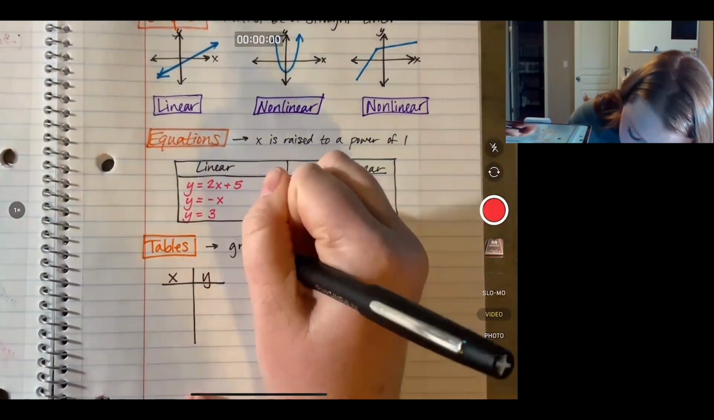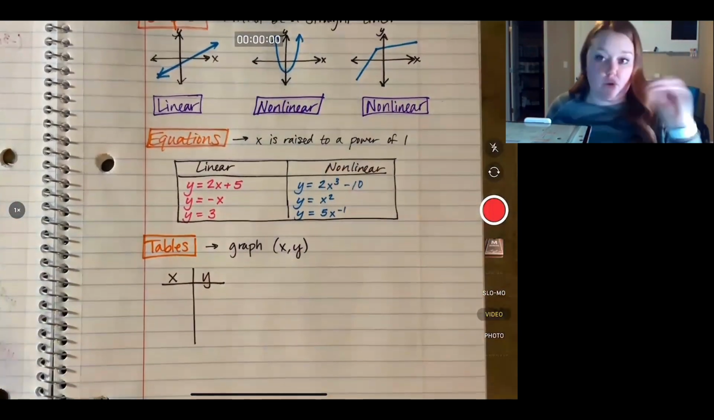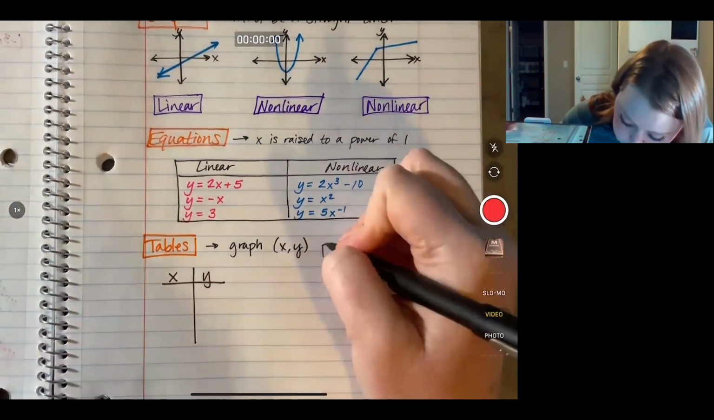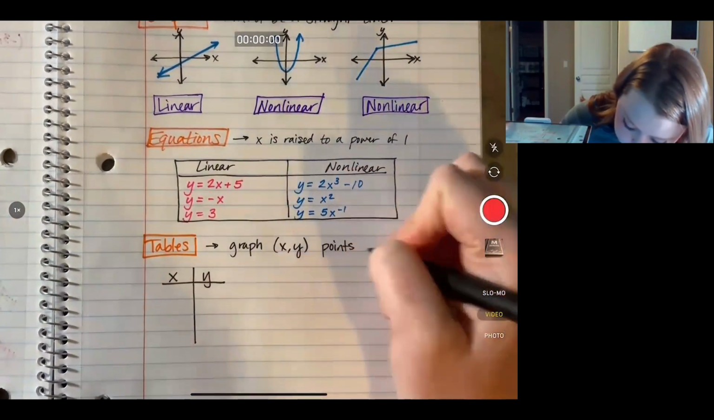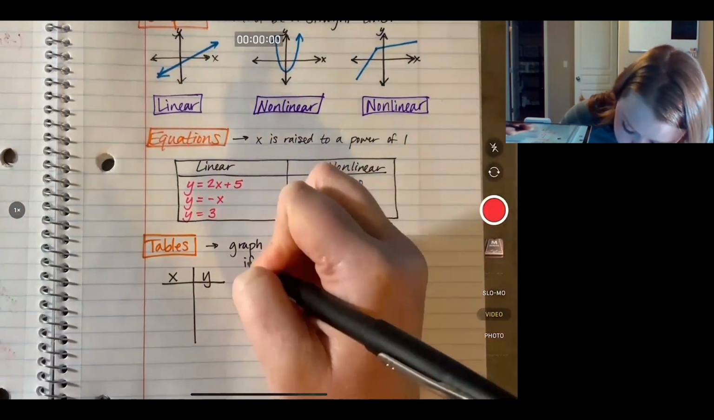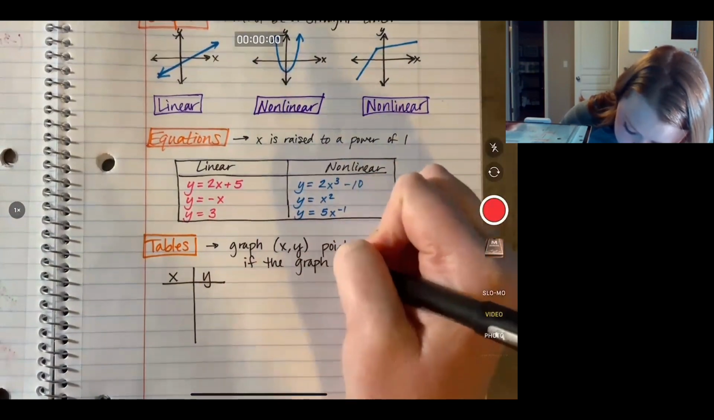Graph x comma y values. Okay, you can write ordered pairs if you want to, but I'm just going to write that. Graph x, y points and see if the graph is a straight line.